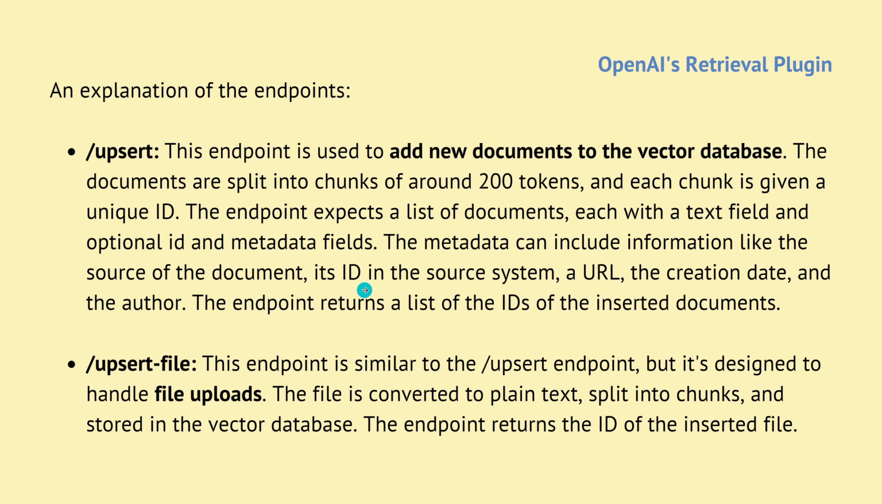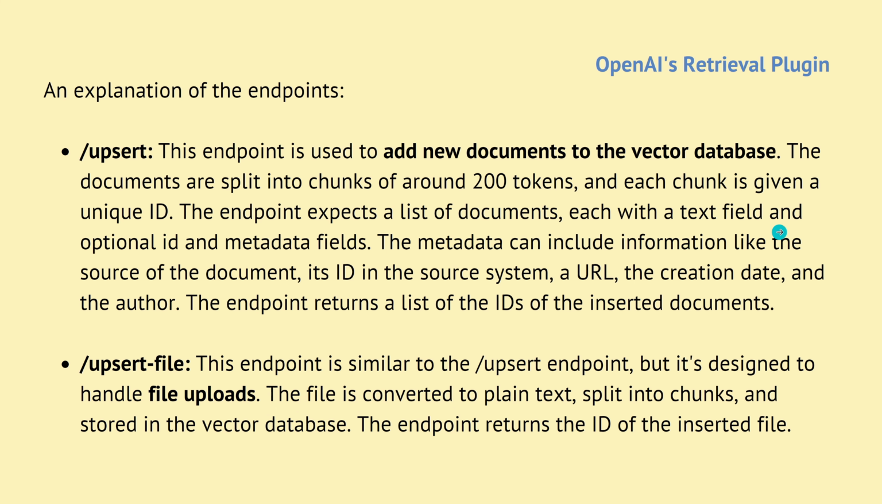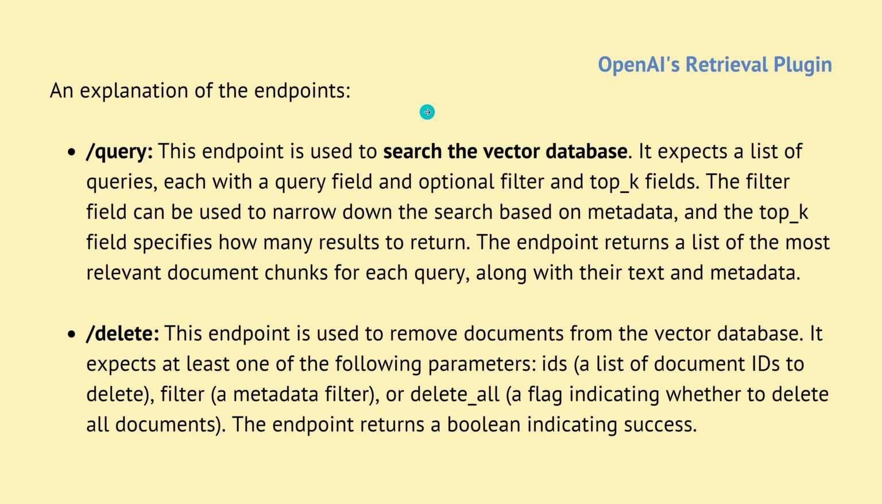Or if you want to upload more complex data, we have the Upsert file endpoint. And you guessed it, it is designed to handle file uploads. Plain text, split into chunks, stored in the vector database, exactly the same. Now, the most important endpoint for us will be the query endpoint. This endpoint is used to search the vector database. It expects a list of queries, each with a query field and an optional filter and some top-k ranking fields. We use this filter, and I will show you in a minute what it means, to narrow down the search based on metadata or specific parameters.